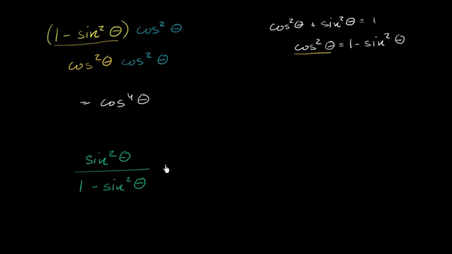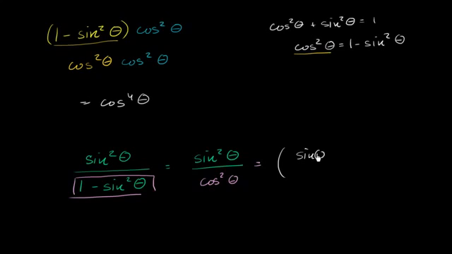Well, we already know that 1 minus sine squared theta is the same thing as cosine squared theta. So it's going to be sine squared theta over cosine squared theta. We just saw that. Over cosine squared theta, which is going to be equal to, you could view this as sine theta over cosine theta, whole quantity squared. Well, what's sine over cosine? That's tangent. So this is equal to tangent squared theta.